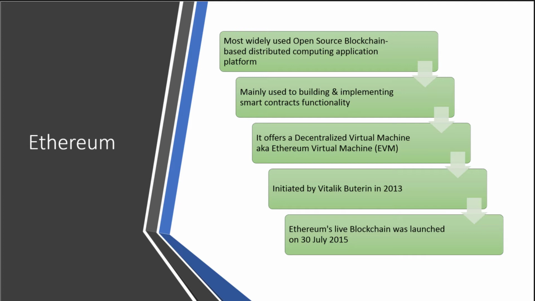Basically, it offers a decentralized EVM platform. It's known as the Ethereum Virtual Machine. This was developed by Vitalik Buterin. He initiated the project. It was developed by a group of numerous developers, of course, but it was Vitalik Buterin jumping out there with the project that got it going. And it went live on July 30th, 2015. For the exam, you may want to know the year 2015, just a hint there.